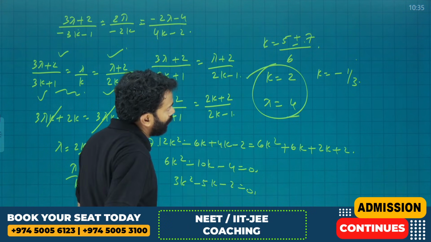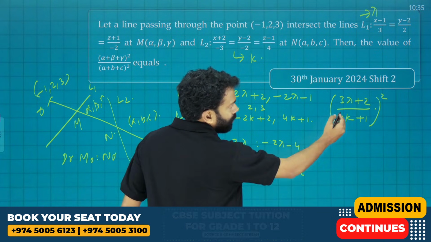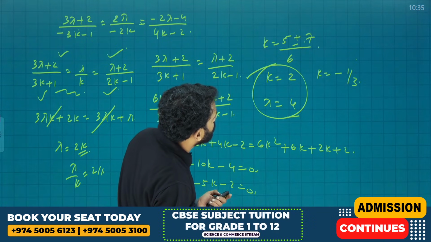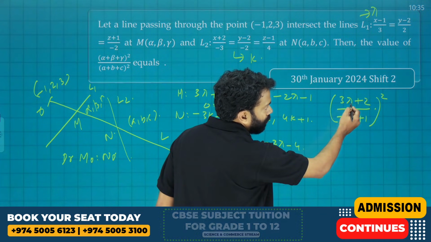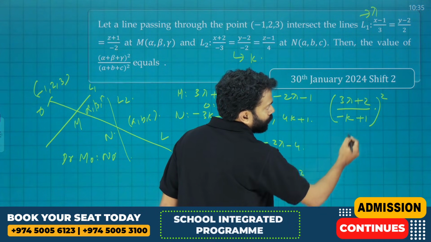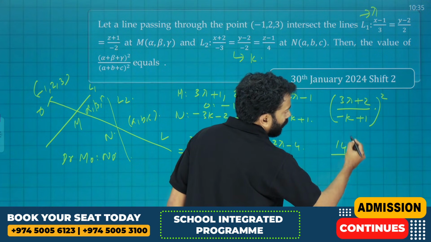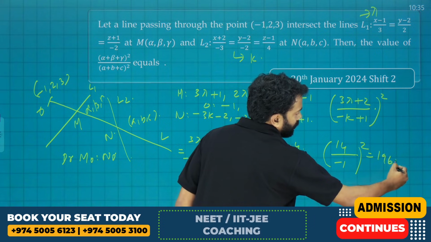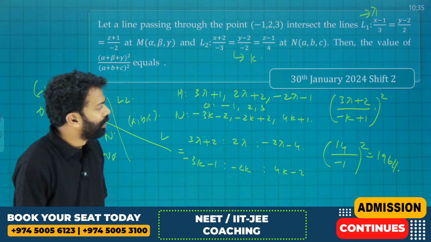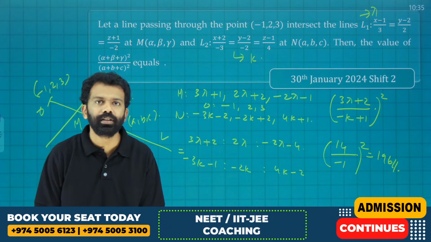Okay, we can substitute the value here. With lambda is equal to 4, 4 into 3 is 12, 12 plus 2 is 14, 14 by minus 2 plus 1, which is minus 1, the whole square, that is 196. That is the final answer for this one. Okay, and that's it.